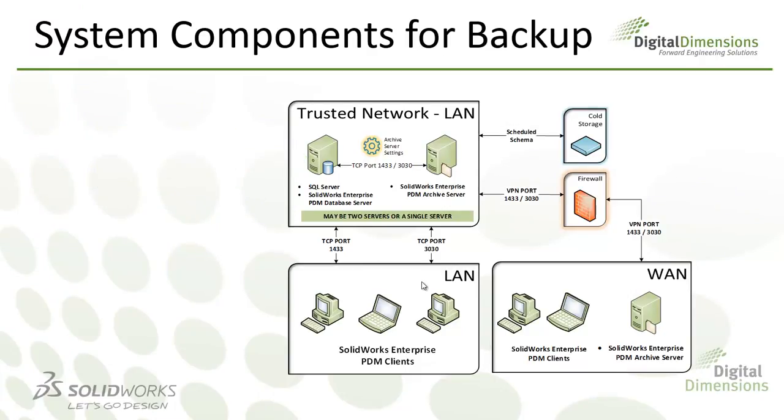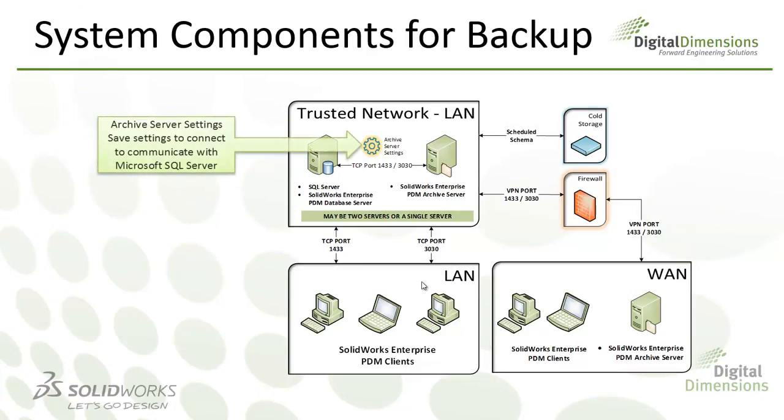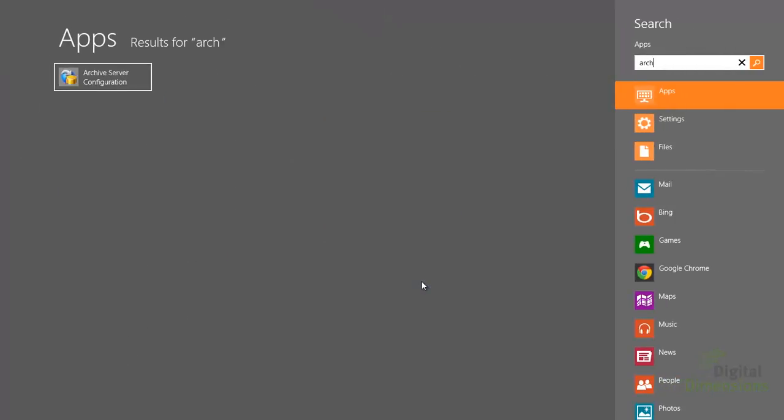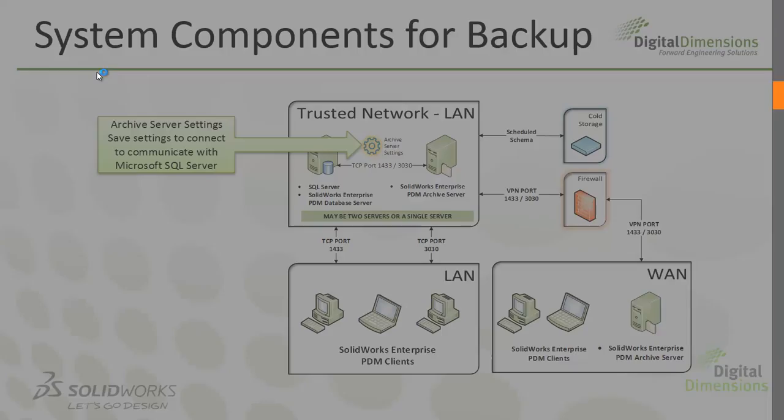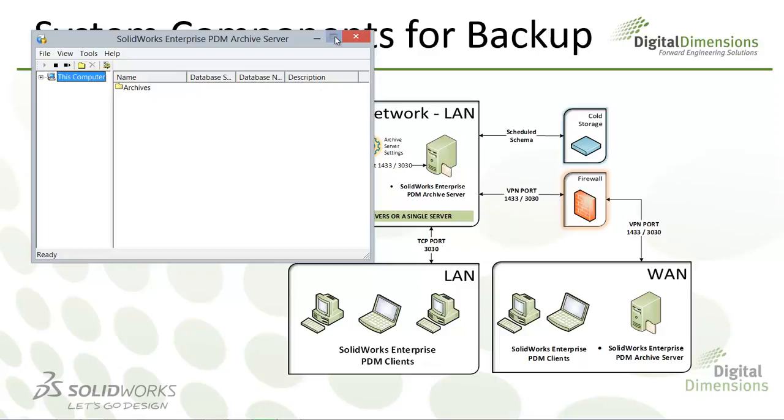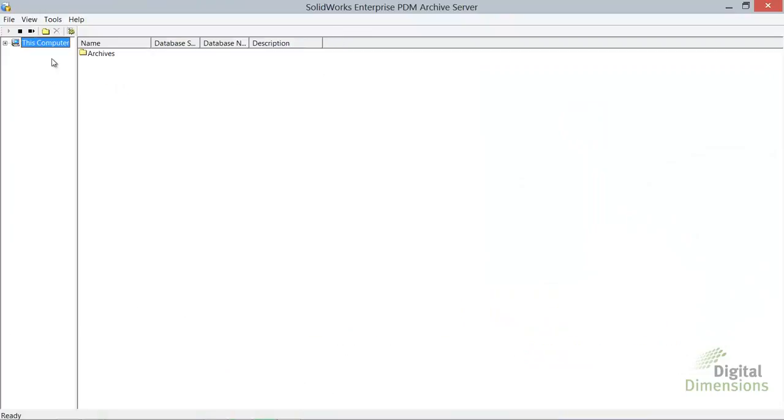The next component we're going to take a look at is the archive server settings. These settings serve to connect the SQL Server and Enterprise PDM Archive Server Hive. To get to these settings, we want to go to the Archive Server Configuration tool. Whenever this launches, you can see over on the left side, you can browse to the different archives that this computer is connected to. In this case, we want to grab our development vault.